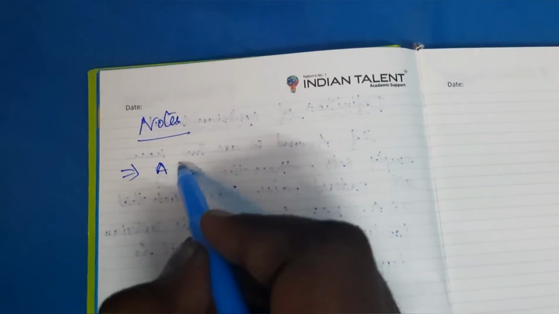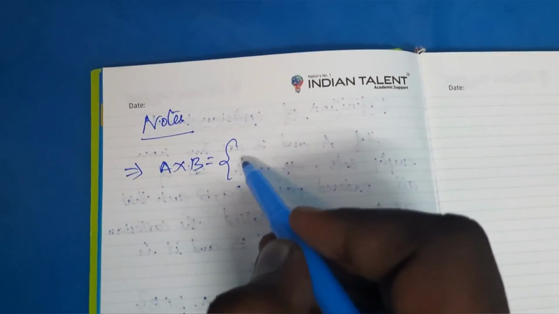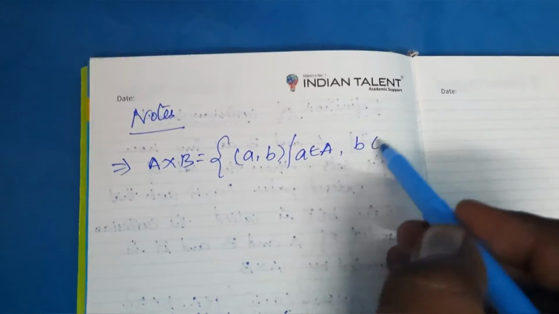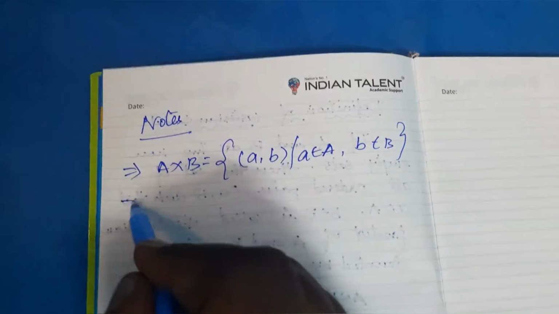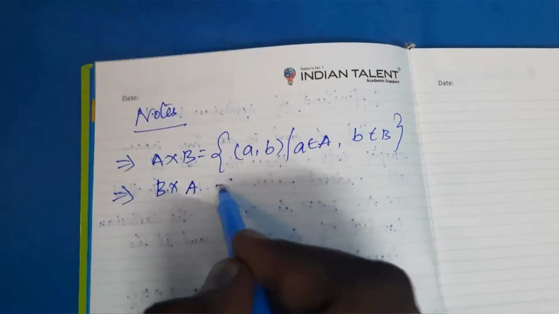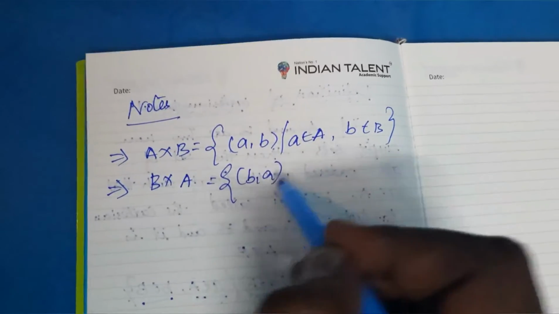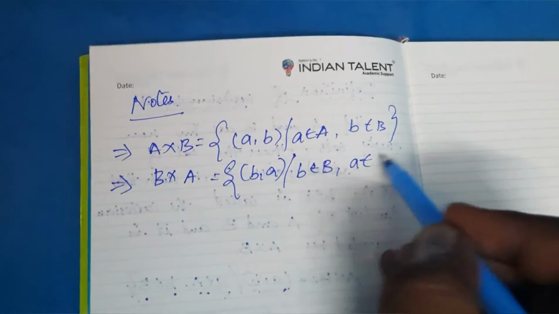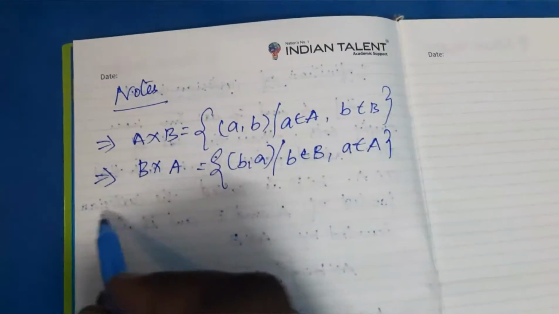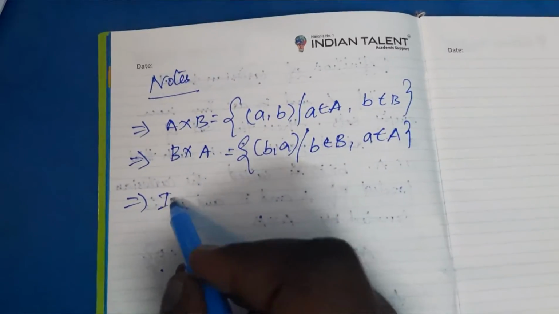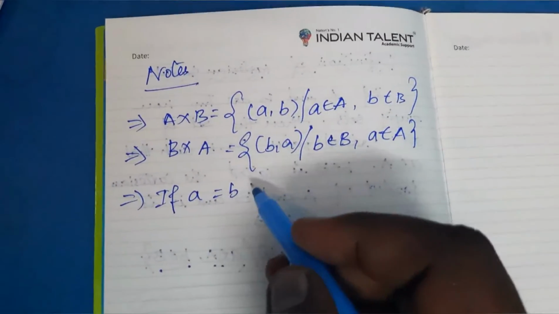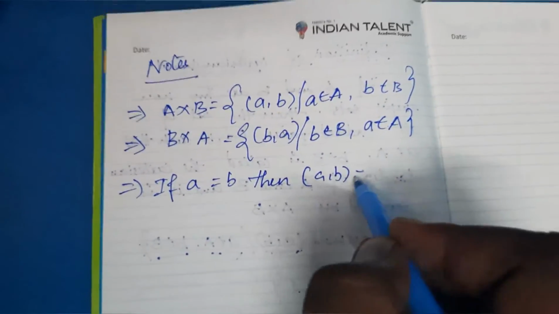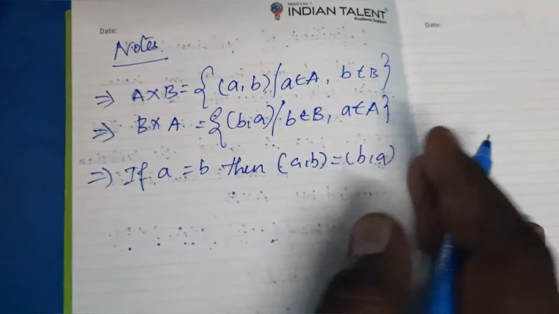Next, we see some important notes. First, A cross B means (a, b), where a belongs to A and b belongs to B. This is the rule. If it is reversed, B cross A, how will it be? The order will change to (b, a), where b belongs to B in the first place and a belongs to A in the second. Next, if A is equal to B, what happens? Then (a, b) is equal to (b, a), both the same.